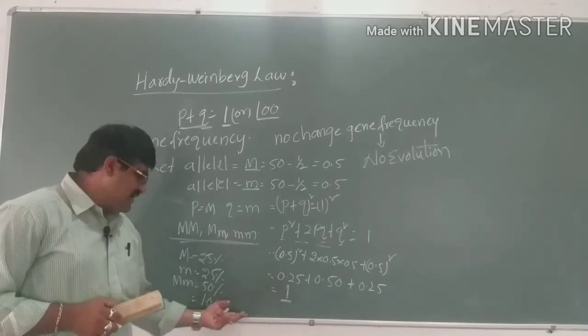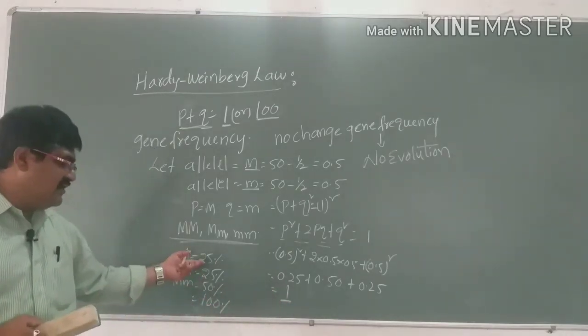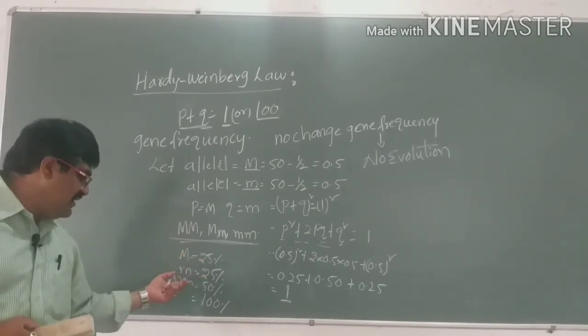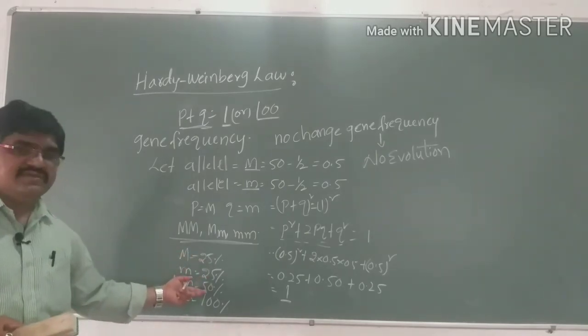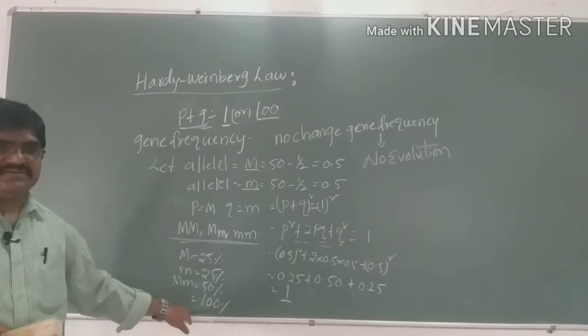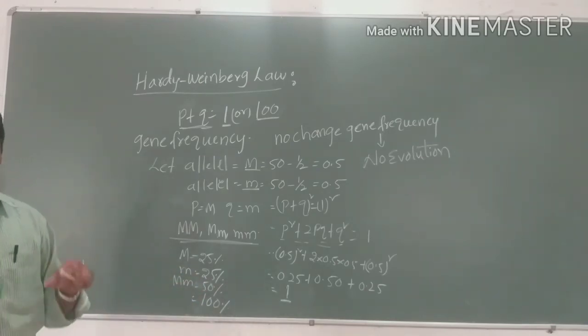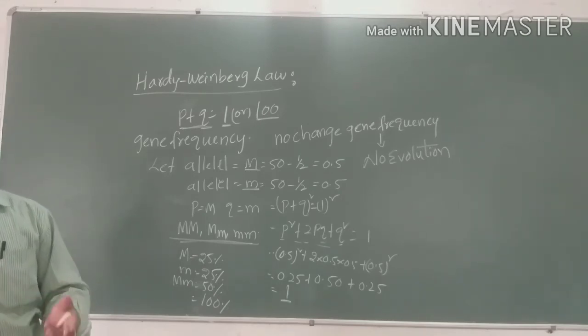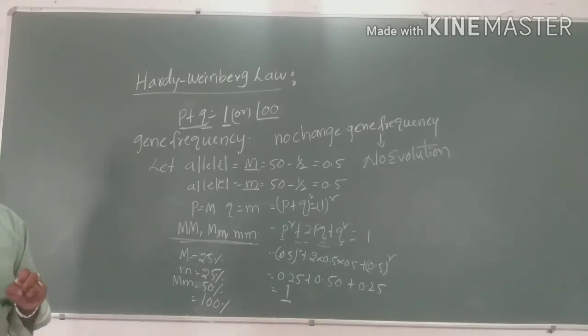So in percentages, capital M is 25, small m is 25, and capital M small m is 50, overall 100%. That means if the gene frequency is the same, there is no evolution. If the gene frequency changes, it is helpful for evolution to take place.